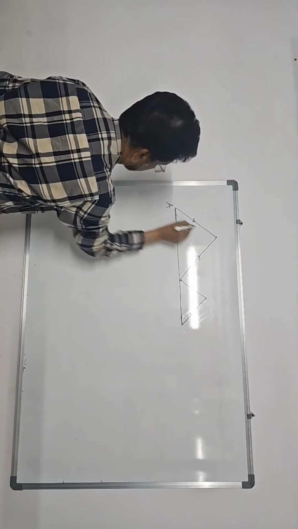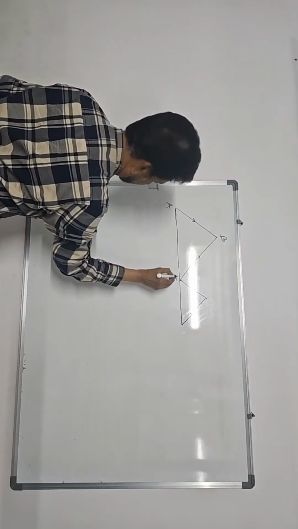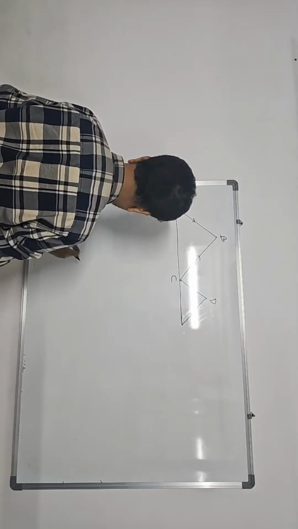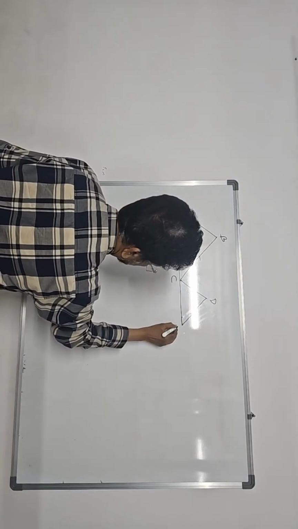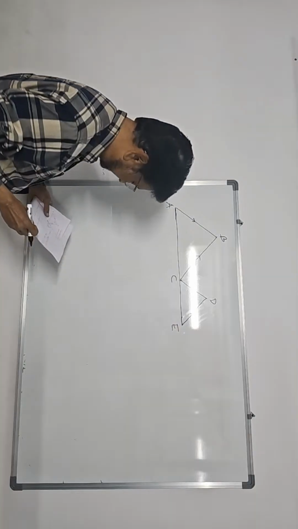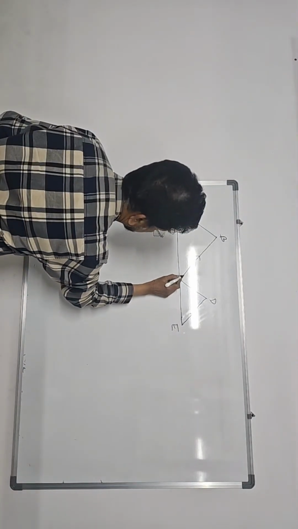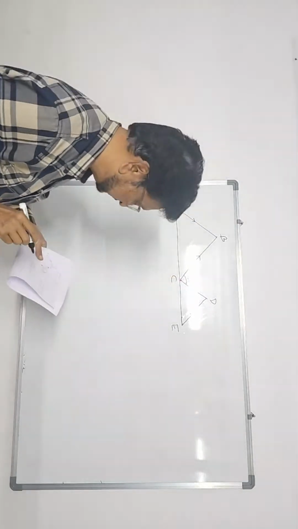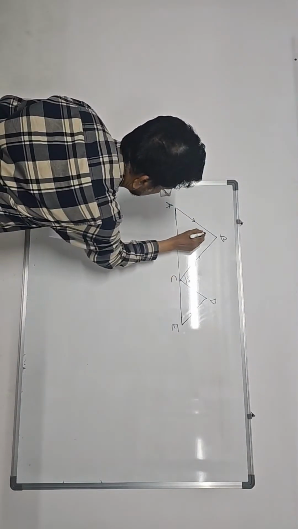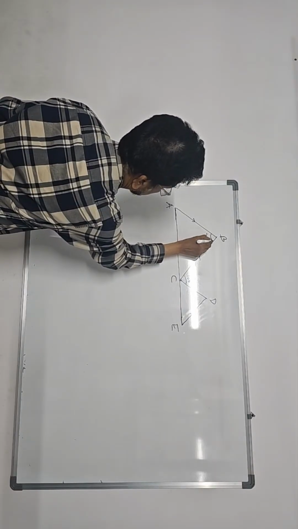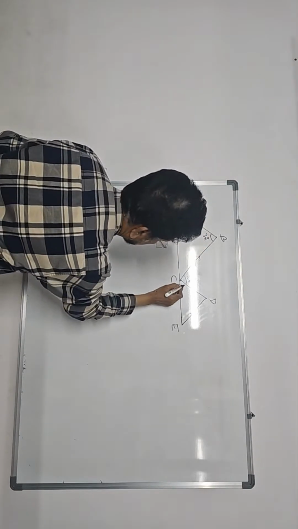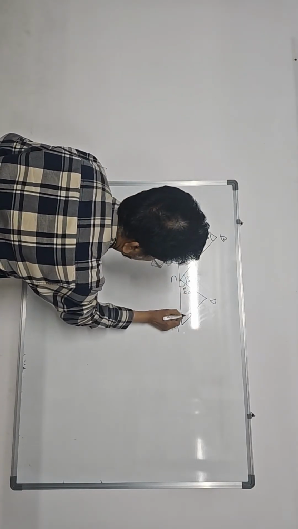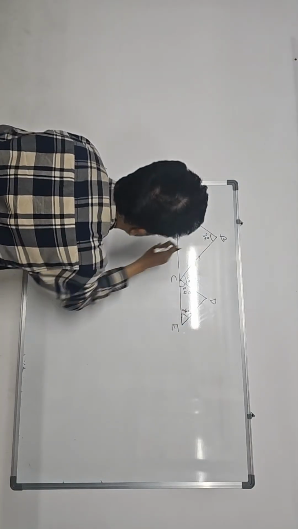ABC. This is D. This is E, suppose. What he is asking is, this angle he is saying 105 degree. 105 degree. This is his 3x. And this angle is saying 24 degree. He is asking to find out this angle Y and angle X.